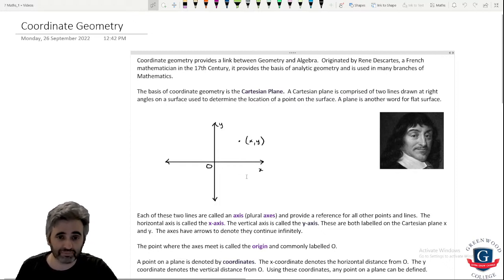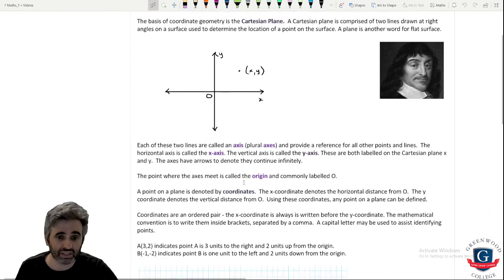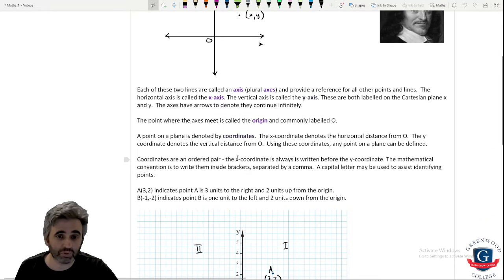That's the origin there. And what we do then is we measure the distance from the origin in terms of the horizontal distance and then the vertical distance. And we record these in a thing called a coordinate.